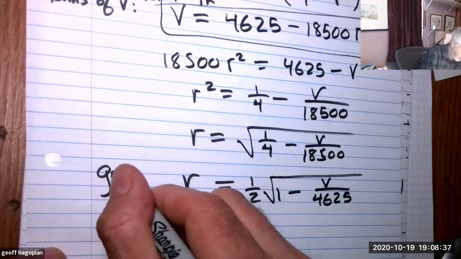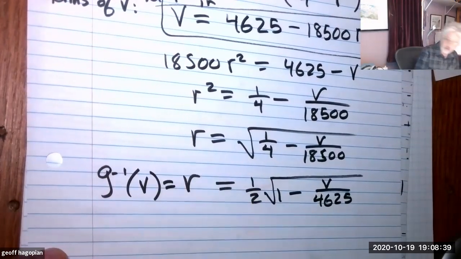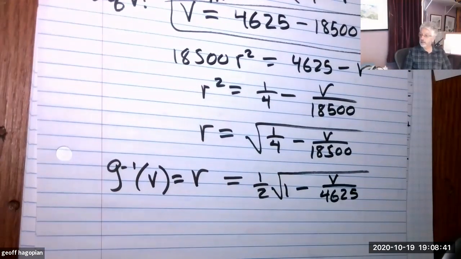So G inverse of V gives us r, and we would take the positive. So that's always a question when you're taking roots. You ask yourself, do you want the positive or the negative? And do what makes sense.